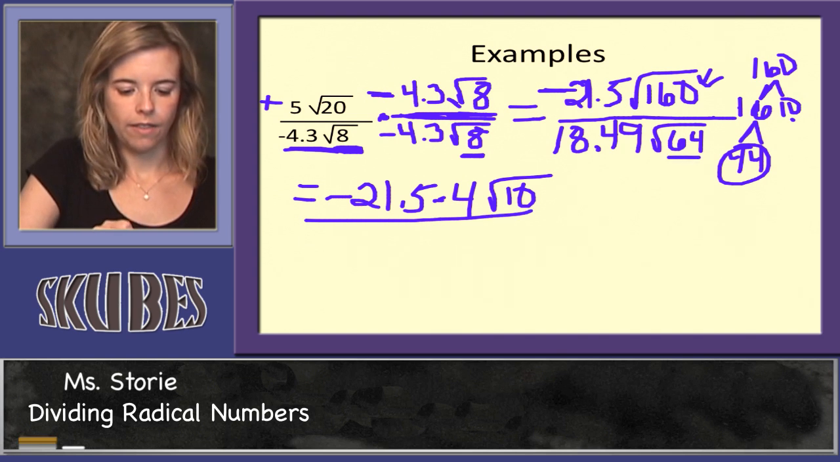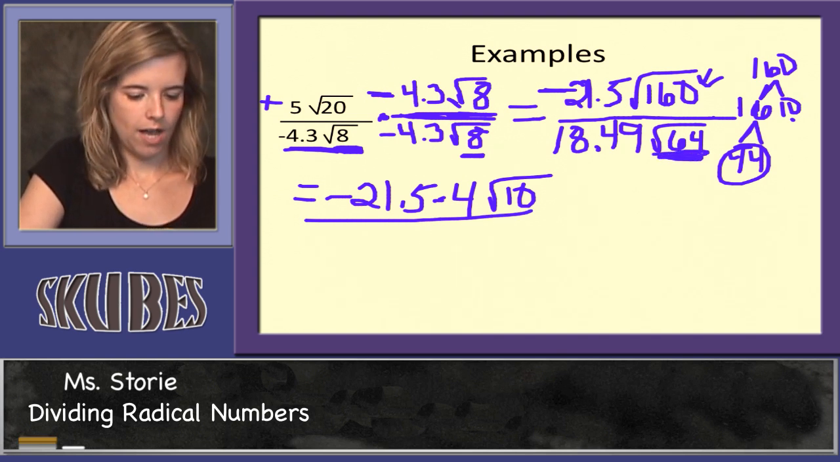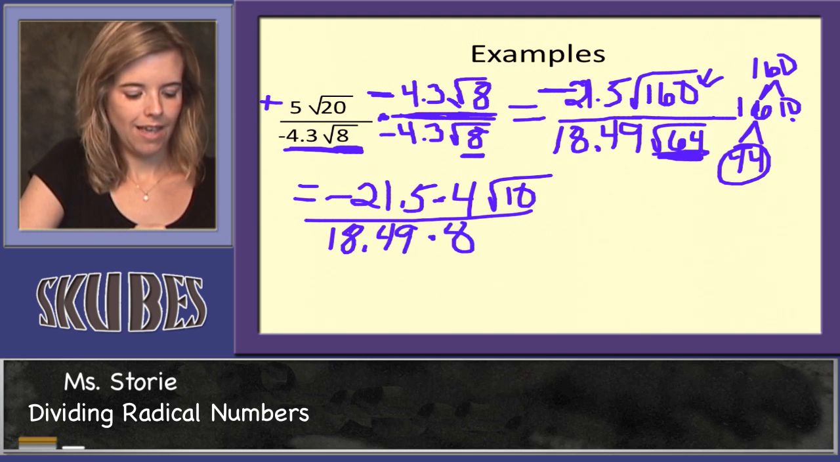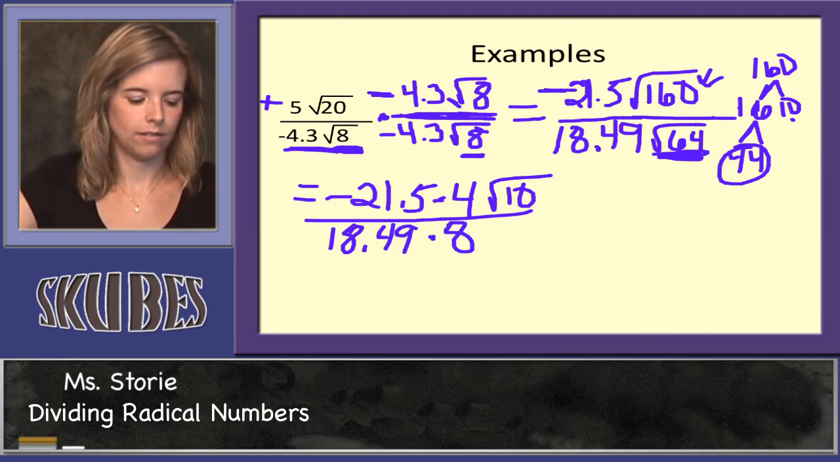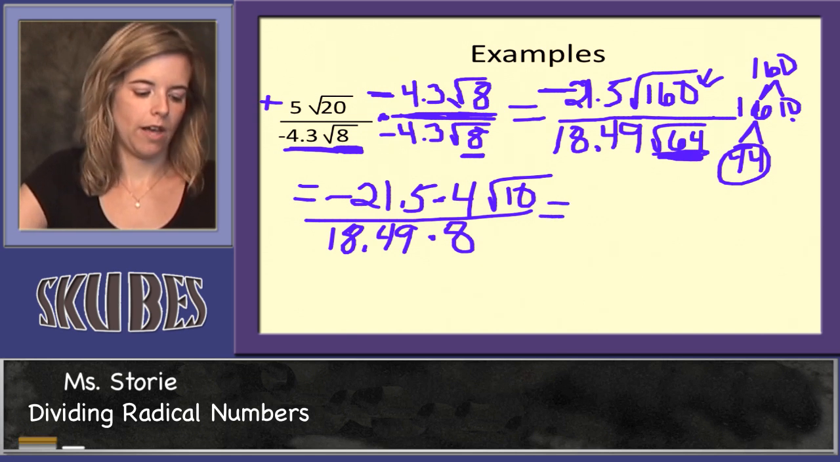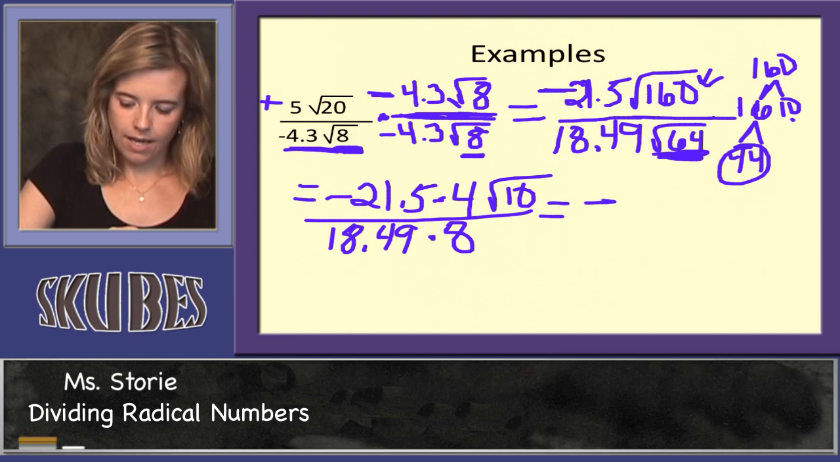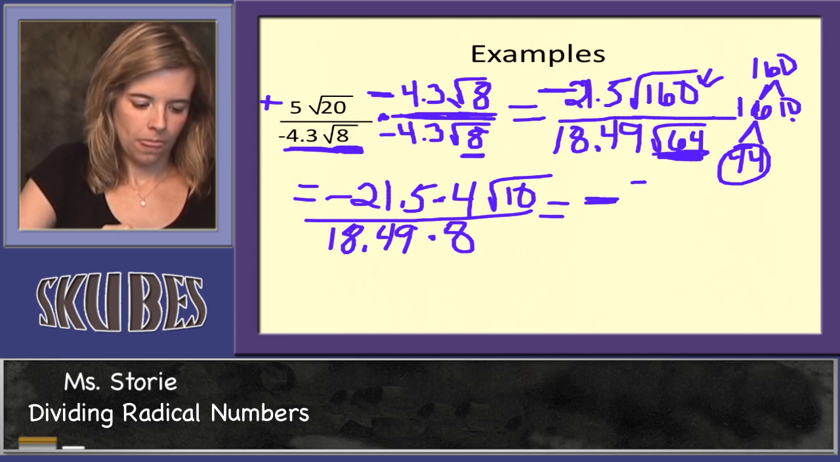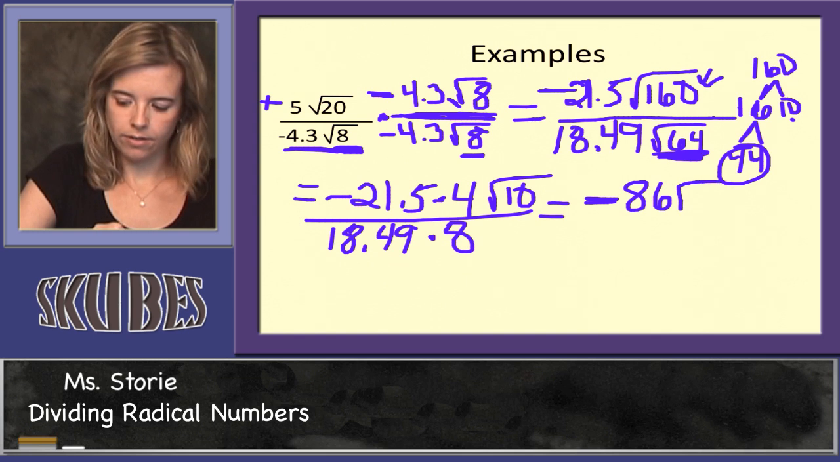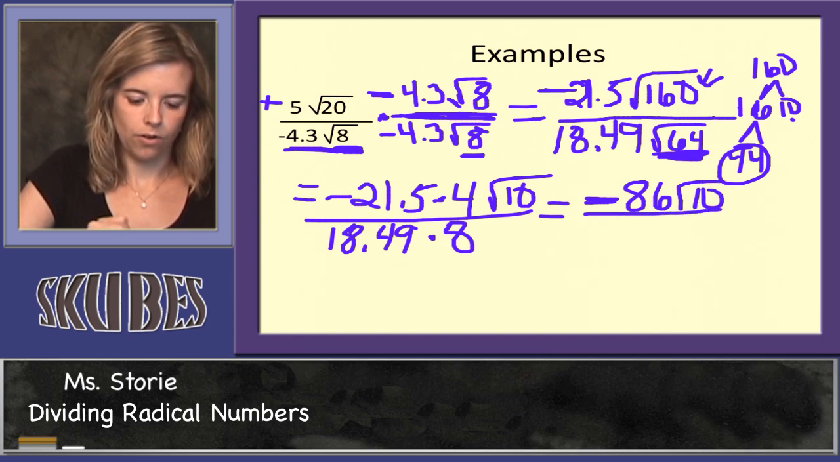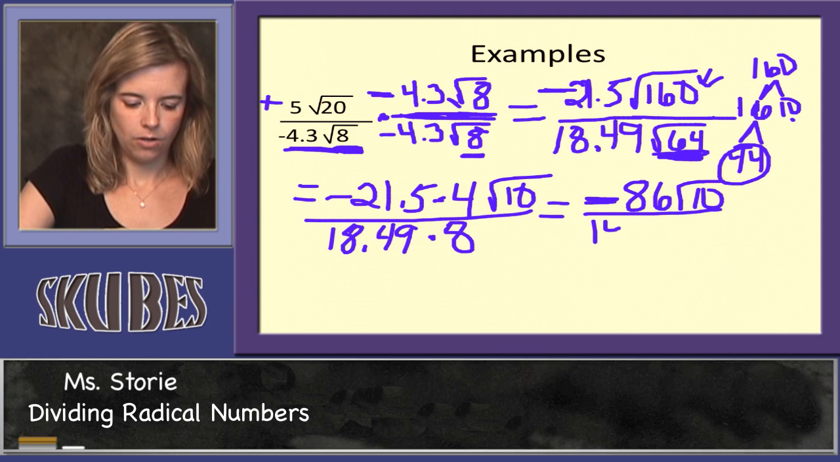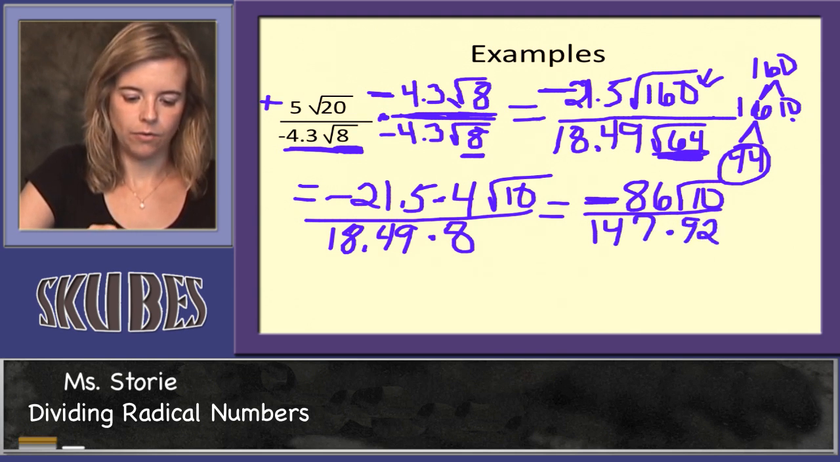On the bottom, that's a perfect square, so you've got 18.49 times 8, because the square root of 64 is 8. Now when we go ahead and multiply all this lovely stuff out, we're going to end up with negative 86 radical 10 over positive 147.92. Now the radical 10 can't be reduced, but you can reduce the whole numbers.